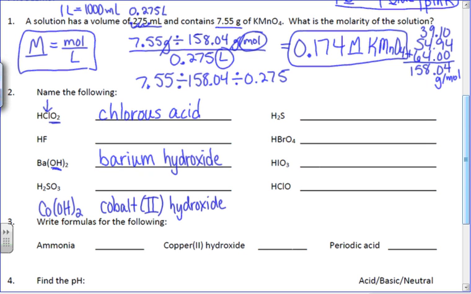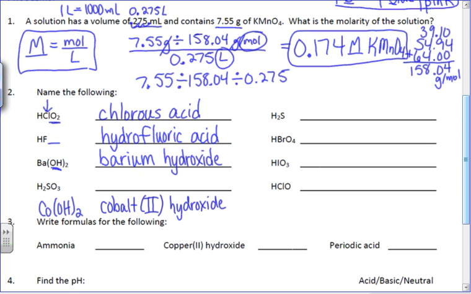The next one has no oxygens at all. So when there are no oxygens, that's when we get that prefix of hydro. Then we need our root for fluorine, which is fluor, our suffix ic, acid.